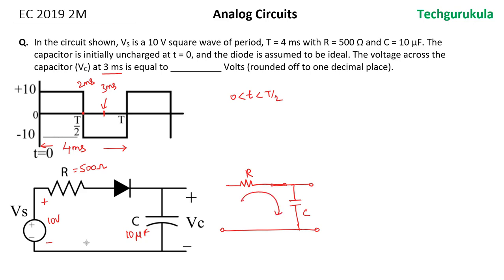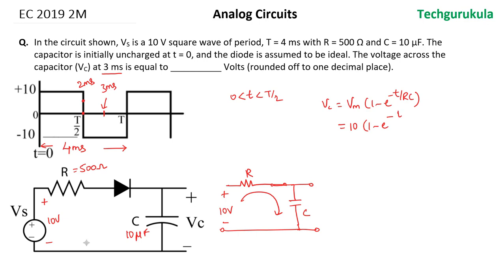We know how this capacitor gets charged. The equation for voltage across the capacitor is given by Vm times 1 minus e power minus t over RC. This Vm is the input voltage that is applied, which is 10 volts, times 1 minus e power minus t over RC. Now our intention is to find the voltage at 3 milliseconds, but this applied voltage of plus 10 volts is valid till T by 2, which means till 2 milliseconds. We need to find the voltage at 2 milliseconds first, and then we will go to 3 milliseconds.